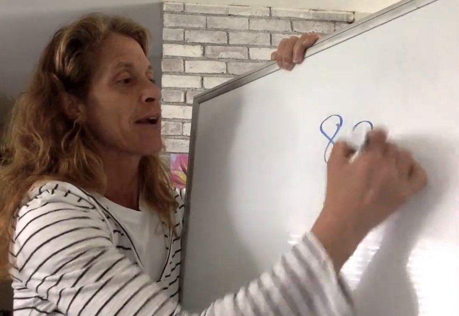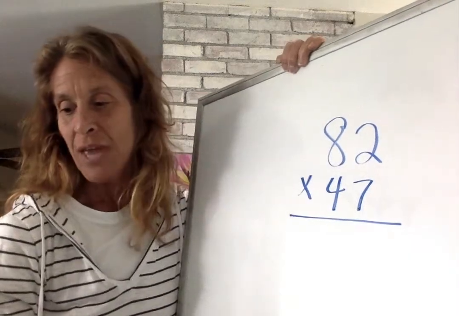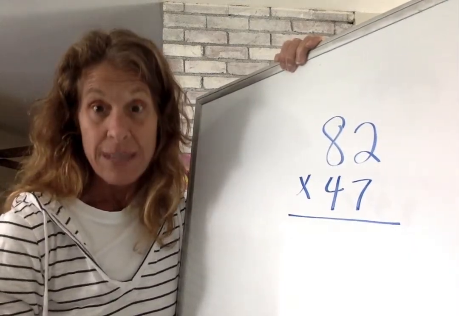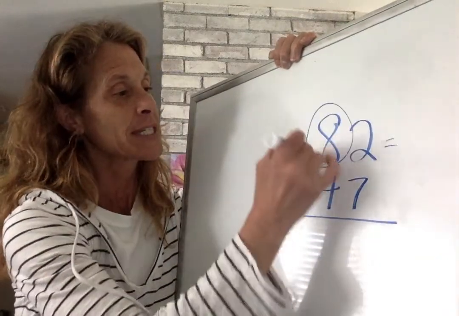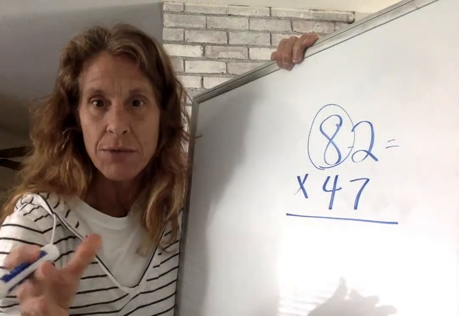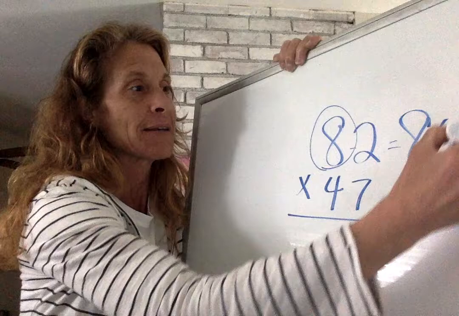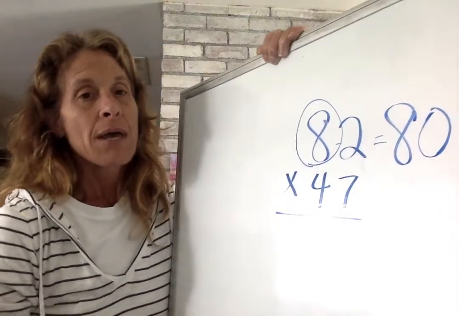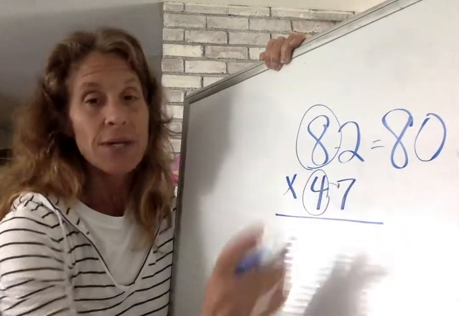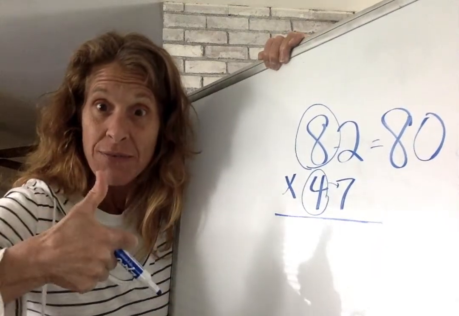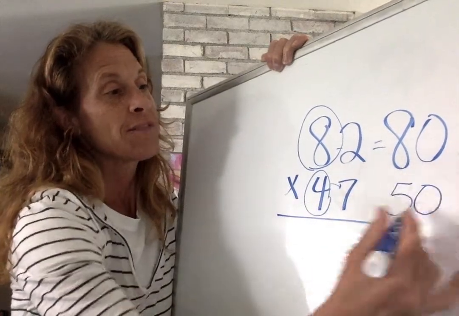So let's get our normal equation. Okay, now we're going to round both of these numbers. 82. We're rounding to the nearest 10. We look next door, it's a 2. It's lower than 5, so we round down. So 80. Now, 47. Rounding to the nearest 10, we look next door, it's a 7. It's higher than 5, so we round up. So this is going to be rounded to 50.